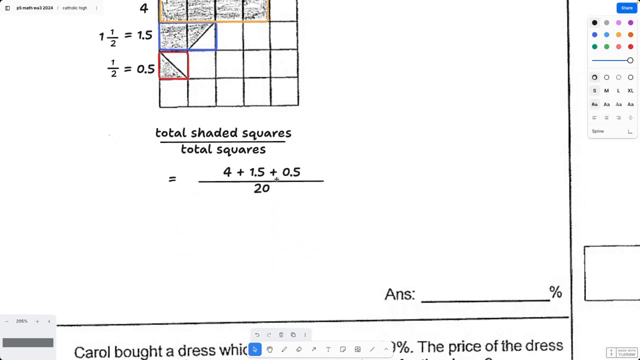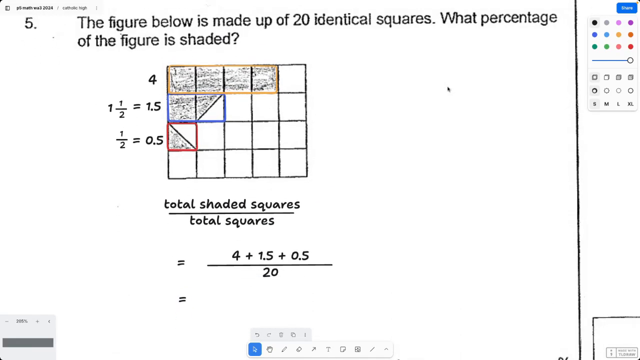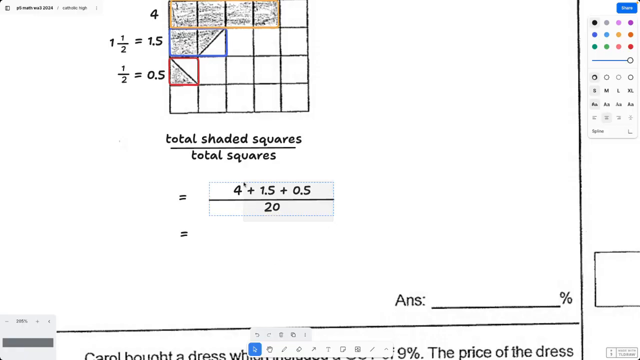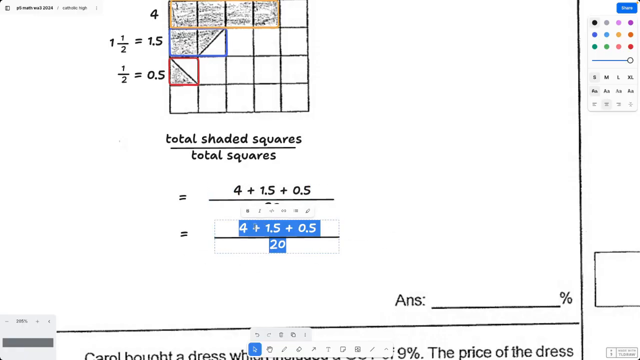So now we know this is the way. Then, oh, we need to put it as a percentage. Great, forgot about that, but it's good to put into fractions first. This will equal 4 plus 1.5 plus 0.5 equal to 6. So 6 out of 20. If you want to simplify this, let me just ungroup this, and let's just make this smaller.